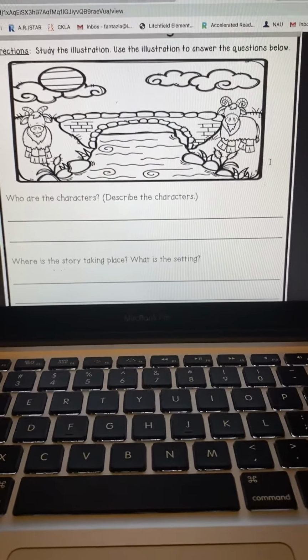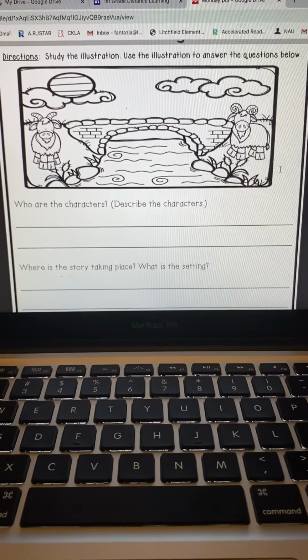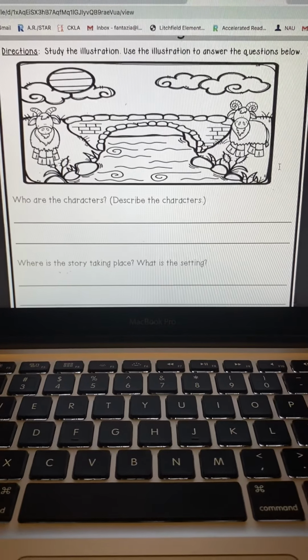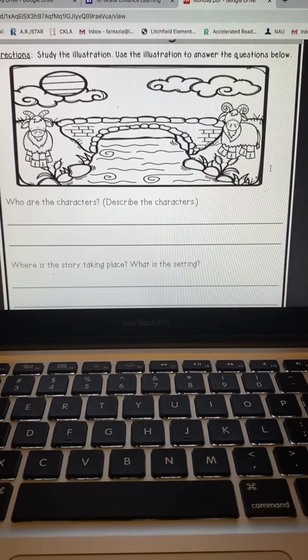Some of you might not have heard the story, and that's okay because we don't need to know it in order to pull out details from a picture. So that's kind of the point we're trying to get to this week.